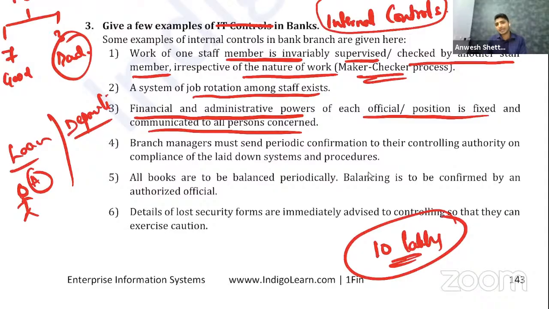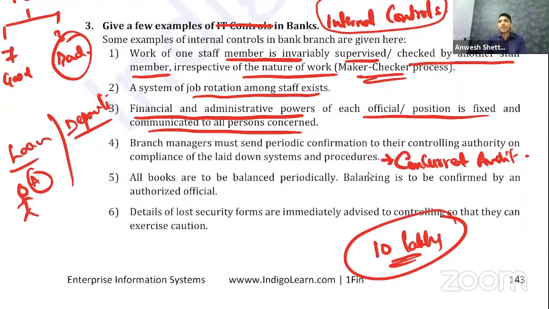There should be a mechanism in which the branch is communicating to the head office saying that we are actually following whatever you have asked us to follow. Now, how does this happen? This happens by way of having, in your audit, you might have heard something called concurrent audit. Have you heard something called concurrent audit?